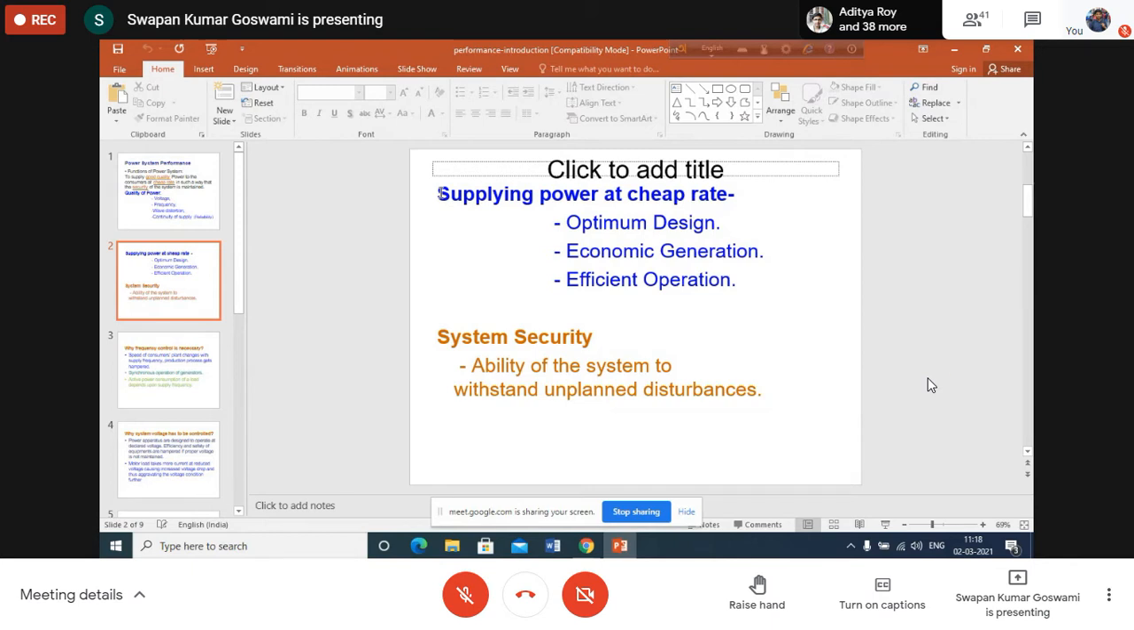But later on, the definition of stability has changed, because there may be a problem of maintaining normal operation of the system. The system may collapse not only because of the incapability of synchronous machines to maintain synchronism, but also due to the inability of the system to maintain proper voltage. If you cannot maintain proper voltage, then also the system may collapse. This aspect we shall also be discussing.